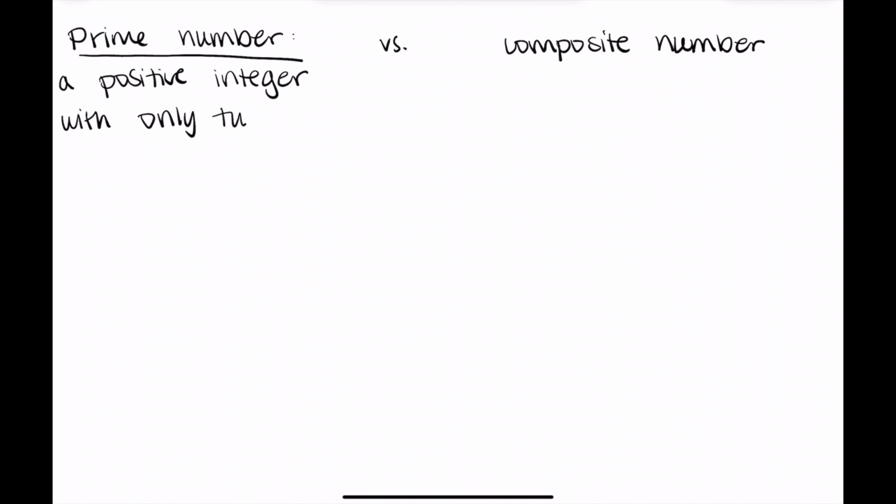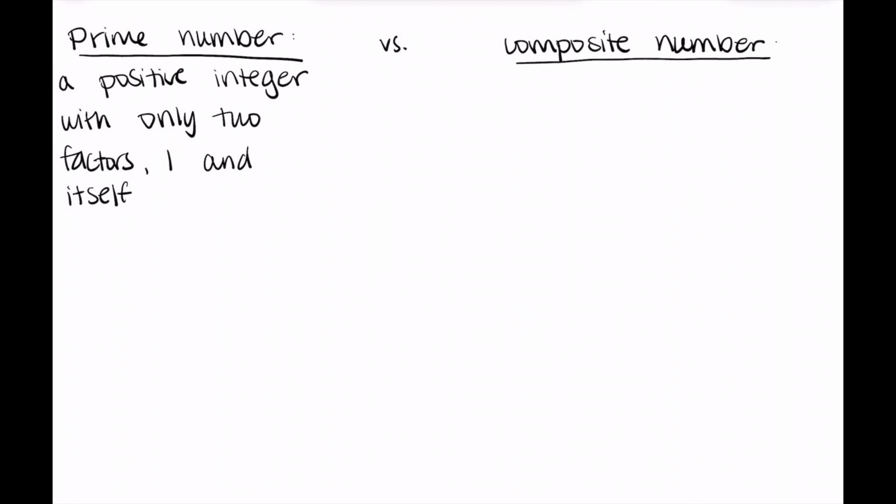So to start off, as a review from our last video, the definition of a prime number is a positive integer with only two factors, right? So it's only one and itself. And if you want more practice on that, like I said earlier, go ahead and watch that last video, but we'll also get into it briefly in this one as well.